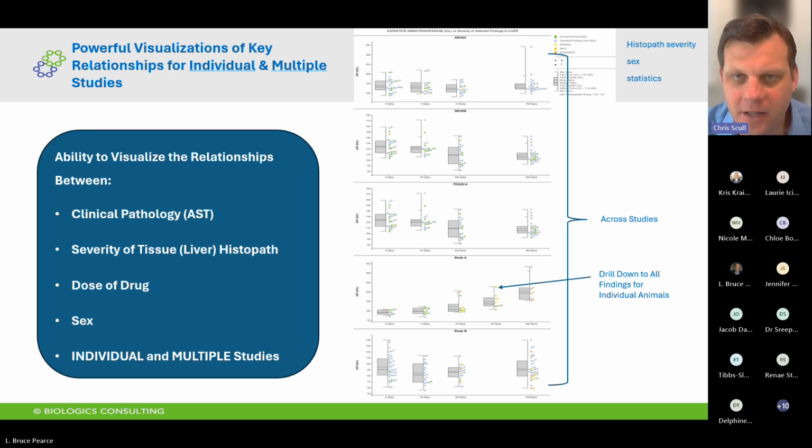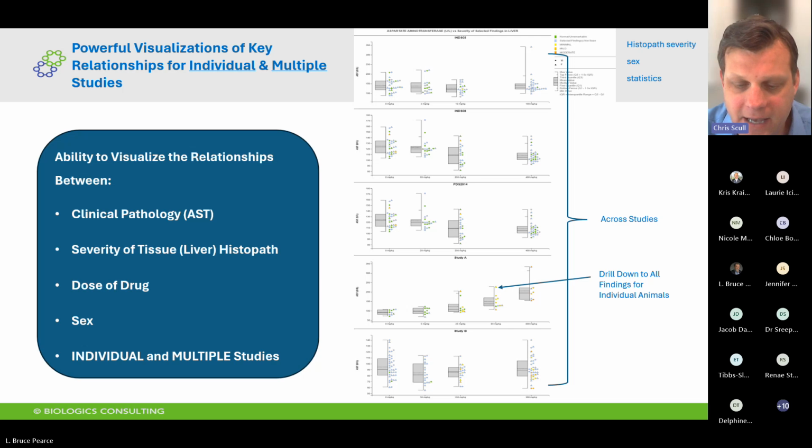David had mentioned color coding. It's a little hard to see on this slide, but one thing we can actually do is color code individual histopathology observations on the same slide where we're presenting clinical pathology data. So in the example you see here, these are AST measurements for individual animals, as well as the group average and standard deviations. Each row in this slide is an individual study that had its own SEND data set.